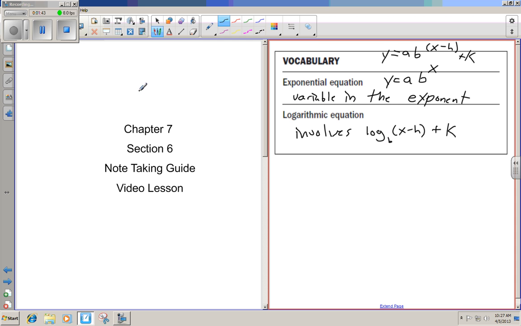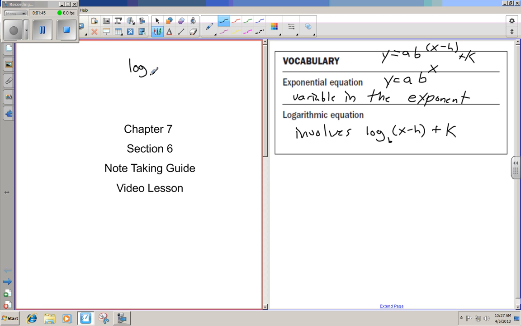A logarithmic equation is not something that has this. Right? This is not a logarithmic equation. The variable is not part of the logarithm. It's being added to it. So this is not a logarithmic equation.